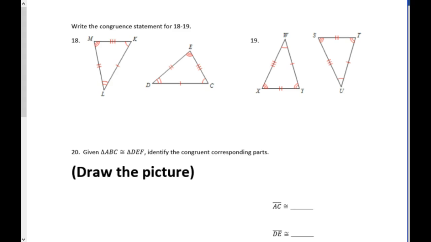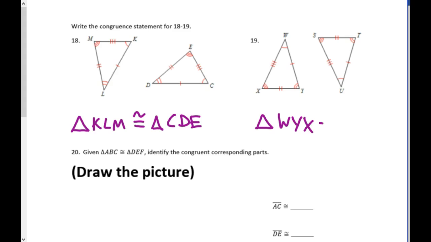Alright. Write the congruence statement for these. Alright. So let's say triangle, let's go 1, 2, 3. So KLM is congruent, that's the symbol, to triangle, we'll do 1, 2, 3, CDE. Same thing here. Triangle, do 1, 2, 3. WYX is congruent, that's the symbol, to triangle, 1, 2, 3, UTS.